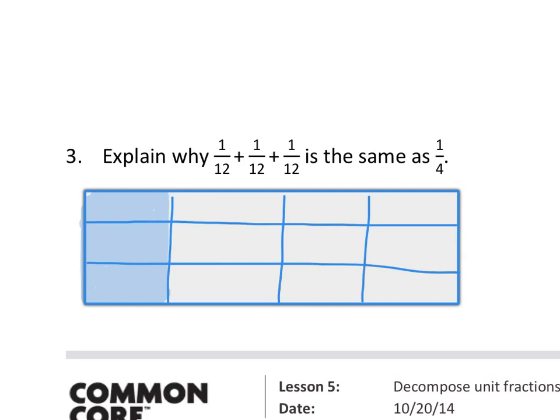So to explain that, I would say, first, I represented 1/4. Then, by drawing 3 rows, that same region became 3/12, which can be decomposed as 1/12 plus 1/12 plus 1/12.